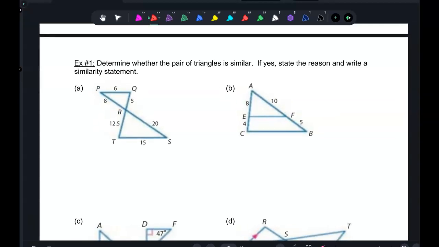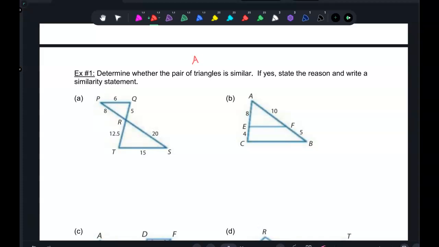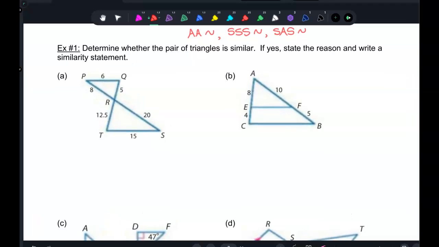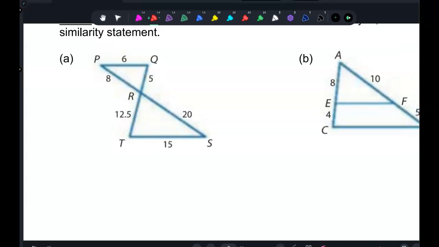Okay, determine whether the pair of triangles is similar. If yes, we're going to state the reason, and we're going to write a similarity statement. So again, if they're similar, we have three options. We have angle similarity, side similarity, and side-angle-side similarity. Okay, so the first one, well, let's see. We have triangle PQR, and we want to compare that to the other triangle, STR.